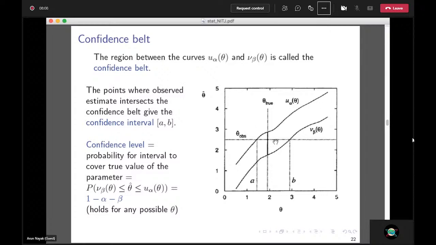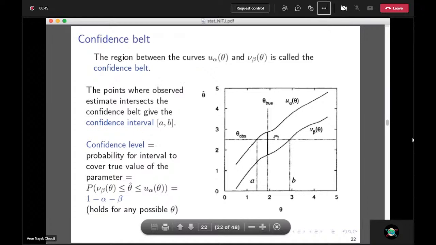Suppose we did one experiment for theta hat and we observed theta observed. Now we want to give the confidence interval for this theta observed. The values where the theta observed line intersects these two curves, u alpha and u beta, these values A and B, are called the confidence interval.